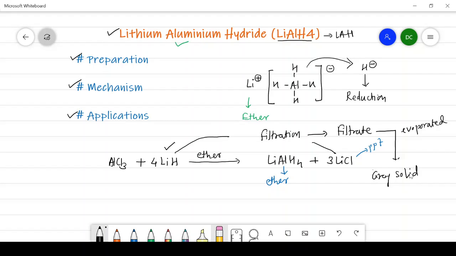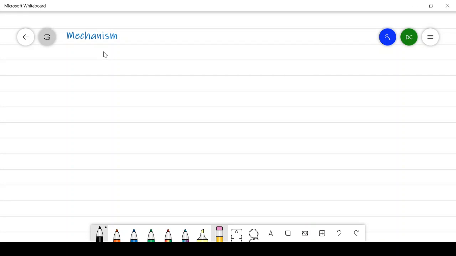Lithium aluminum hydride has the characteristic that it will reduce a polarized bond. Let's see the mechanism of lithium aluminum hydride reduction, taking the example of a ketone and how ketones are converted into secondary alcohols. I will write here R C double bond O R dash. When treated with lithium aluminum hydride, LAH, in the presence of ether as a solvent, and after hydrolysis, it converts into RCHOH R dash.